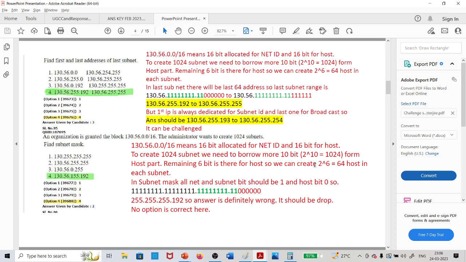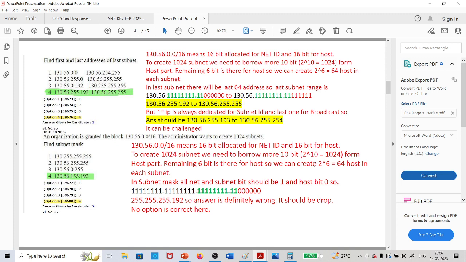This one also same thing, the last address and first address for the last subnet. So the range is this one, but if I am eliminating, then the answer is coming this. So it can also be dropped. And the last one, definitely the answer is wrong. The subnet mask will be this one, 255.255.255.192. So no option is matching. It is definitely dropped. So this one question is definitely wrong.